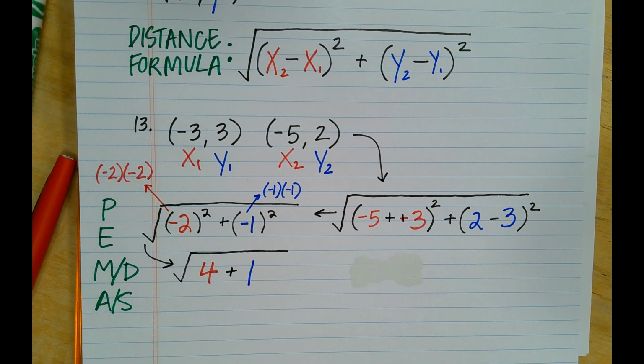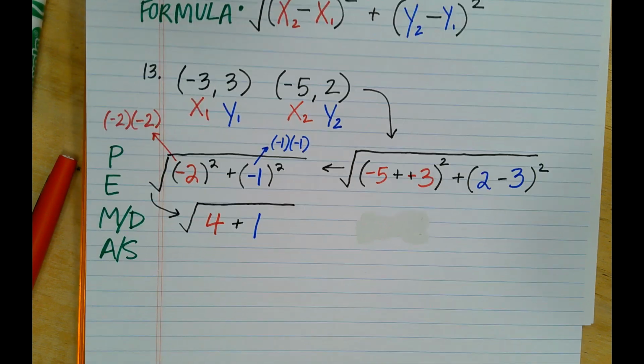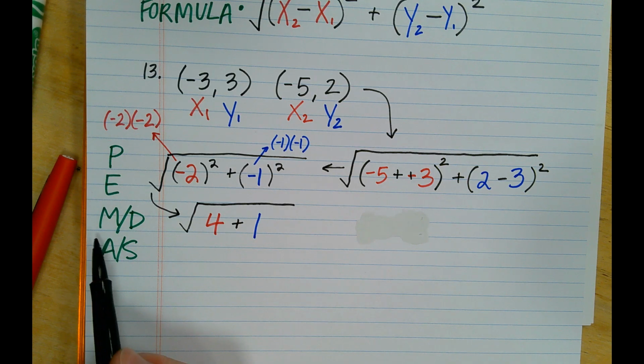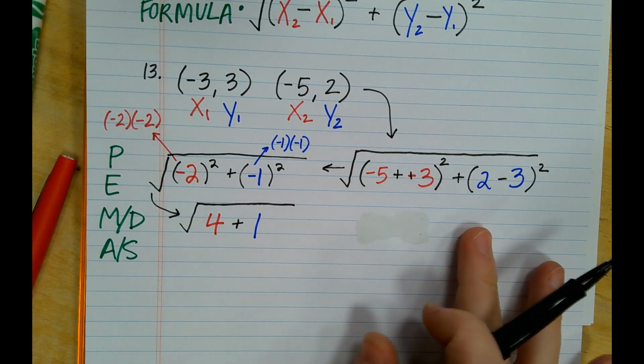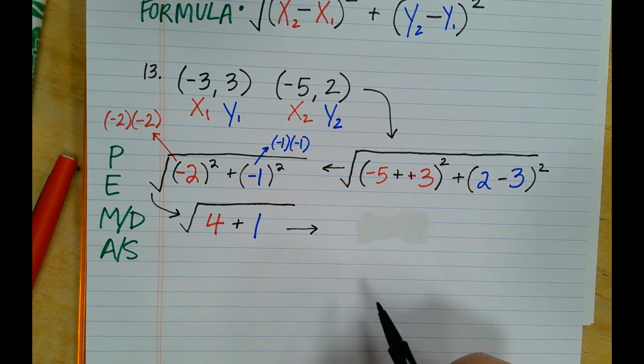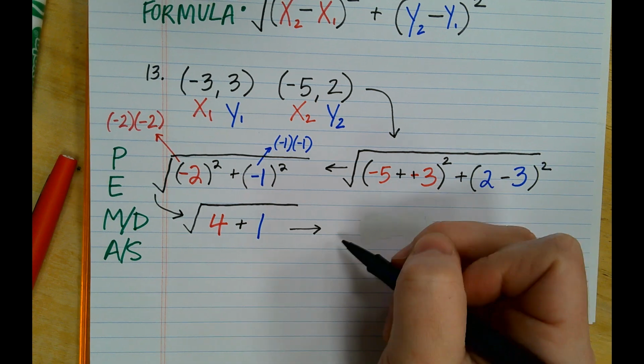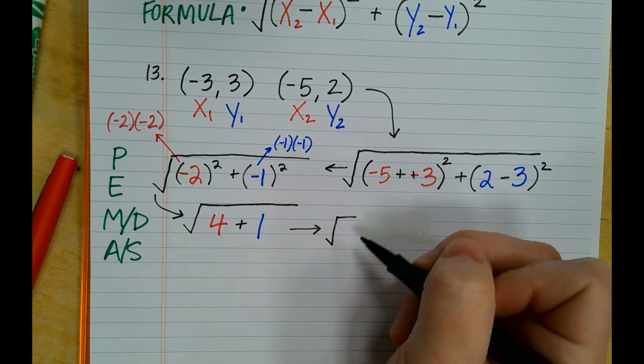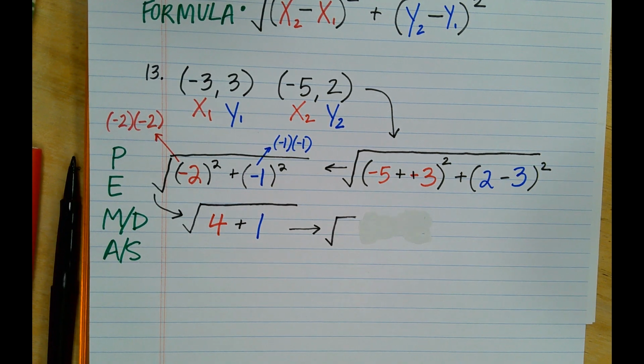Okay, so now we have the square root of 4 plus 1. Is there any multiplication or division here? No. So we're going to move on to addition and subtraction. And what's 4 plus 1? 5. So now I have the square root of 5.